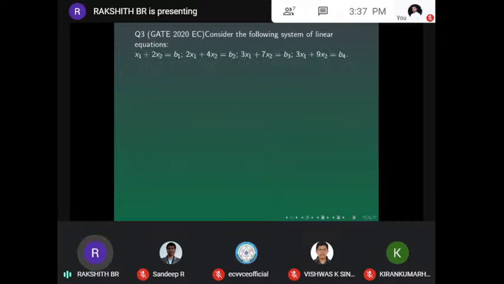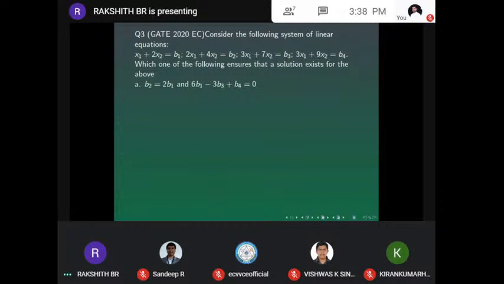So let me just consider the third example, the third question, which was asked recently. This question I just picked from GATE 2020. The following question was asked: consider the following system of linear equations: x1 plus 2x2 equal to b1, 2x1 plus 4x2 equal to b2, 3x1 plus 7x2 equal to b3, 3x1 plus 9x2 equal to b4. The question is, which one of the following ensures that a solution exists for the above system of equations?